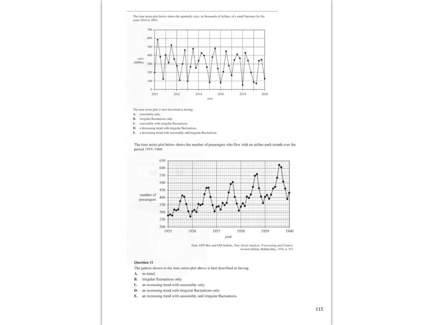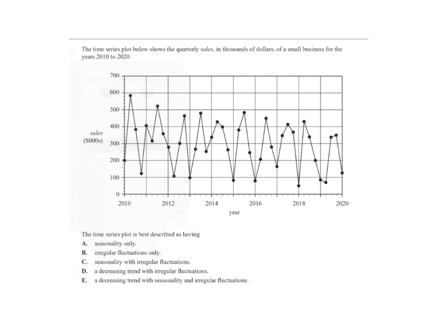Okay, this next one. The time series below shows the quarterly sales in thousands of dollars of a small business for the years 2010 to 2020. Okay, because we can see within the year here, they're breaking them up into quarters. So if there's a pattern within there, it's probably seasonality. There's not enough years to really say it's cyclic, okay?